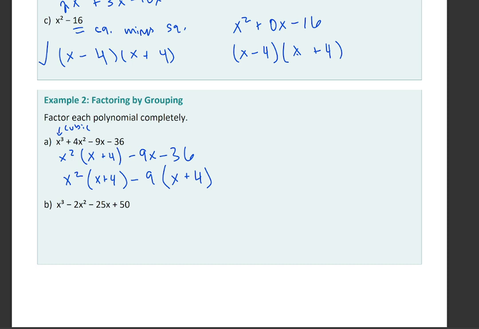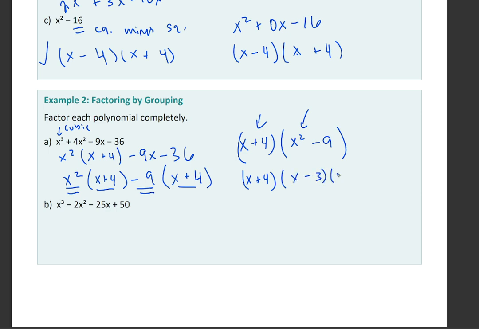Because these are factor by grouping problems, this grouping method will always have the same factor in both terms. Because now I can factor an x plus 4 to the front, and I'm left with my x squared term and my minus 9 term. So it looks like this. Now all of a sudden I have my linear term pulled out, and I just have an x squared term to deal with. So I can just factor that one more time using my square minus the square rule, and I have x minus 3 and x plus 3. And now I'm fully factored.